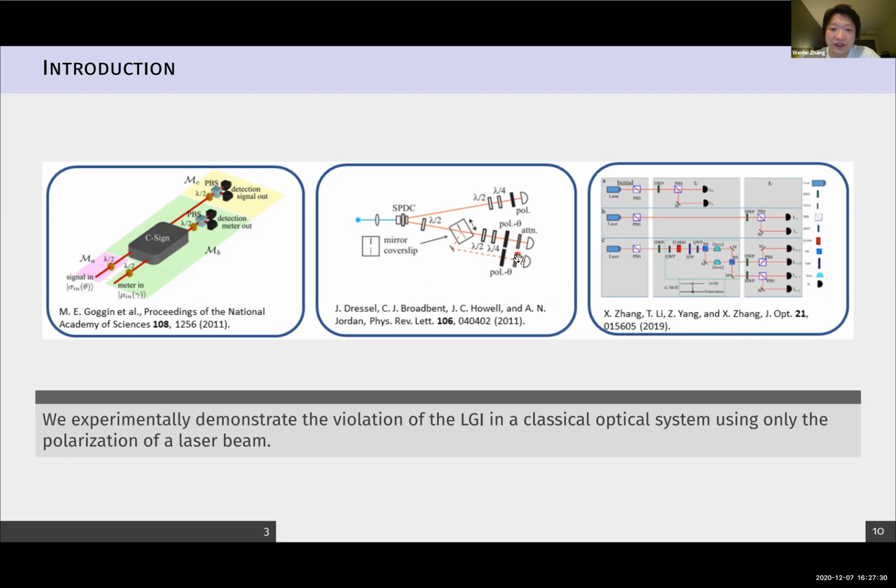In that setup, they also claim that you can violate the Leggett-Garg inequality, but their paper is completely theory. They don't have any experimental results yet. So that is another way to do this type of experimental violation using classical light.